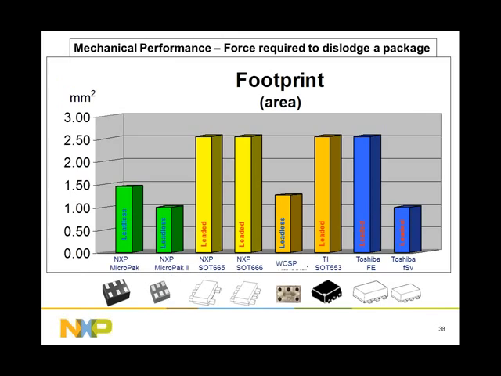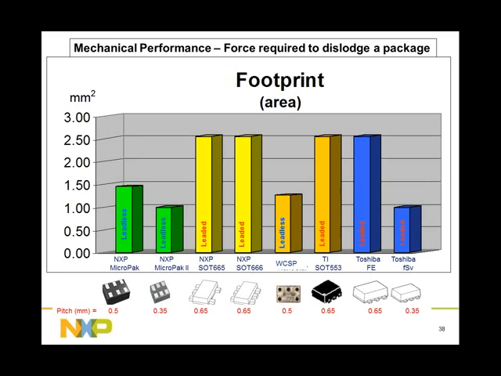So what we first did, on this comparison analysis, was select a number of packages. We selected 2 leadless packages from NXP, the MicroPak and the MicroPak 2. These are a 0.5 mm pitch package and a 0.35 mm pitch package. Then also 2 leaded packages, the SOT665 and the SOT666 from NXP, a wafer chip scale package, and then a couple of TI packages, a Toshiba package, the FE package, and the Toshiba FSB package. You will note that the pad pitch on these packages varies from 0.65 down to 0.35.